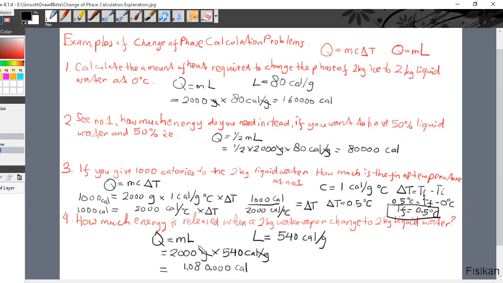And so these are 4 examples of change of phase calculation problems. I hope that it will help you understand more about change of phase calculation.